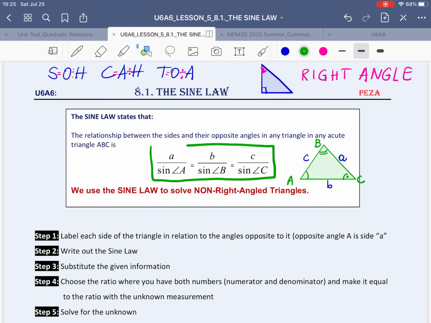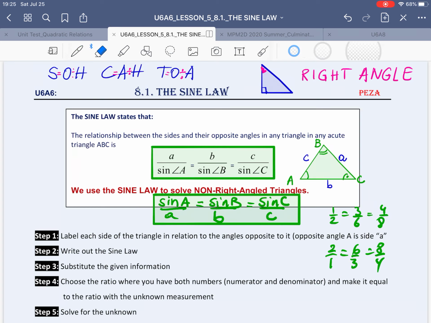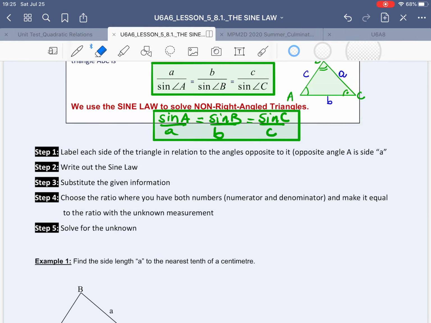Now remember that the sine law can be written in two different ways. We can write it as a over sine A equals b over sine B equals c over sine C, or we may also write it as sine A over side a equals sine B over side b equals sine C over side c. And that's for the sole reason that if we say, for example, 1 over 2 equals 3 over 6 equals 4 over 8, it's the same as saying 2 over 1 equals 6 over 3 equals 8 over 4. And that's why we look at it both ways. I usually like to focus on one of the formulas because the other one is easy to derive.